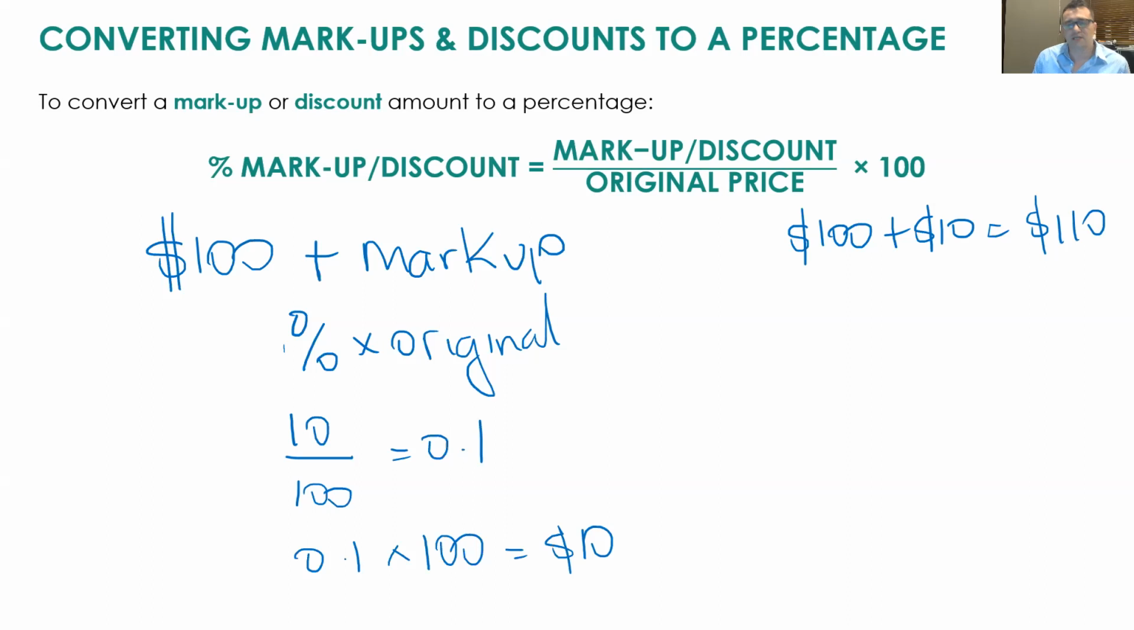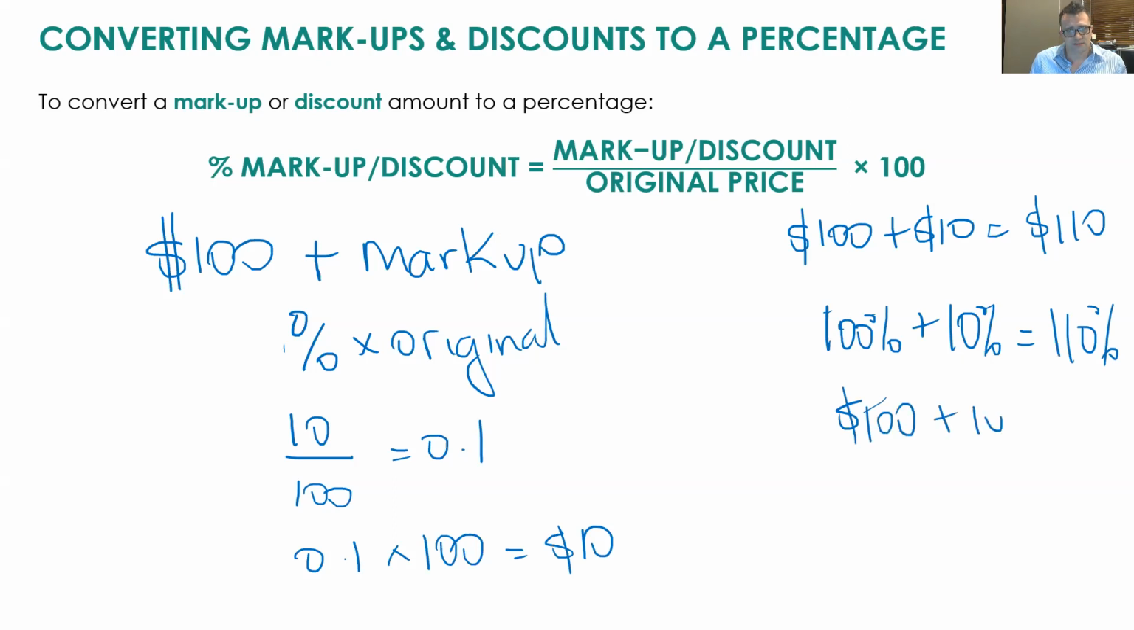So my apologies. Our other way of looking at a markup or a discount, which works out exactly the same, is that with a markup, we're being charged 100% plus 10%. So when we add that together, we're actually being charged 110% of the original price. So if it's $100 plus 10%, it is 110% of 100. So 1.1 times the 100 gives us $110.